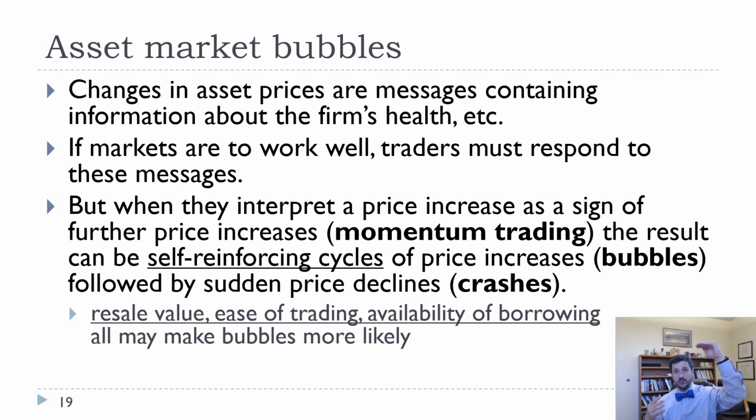And then, oh, we hit some peak, and then it starts to go down. And then again, if we have those self-reinforcing cycles, oop, the price went down, I better sell, until we get to the bottom again. And so whether or not there's a bubble is going to depend a lot on whether or not there's ease of trading. Is it easy to buy and sell these things? The availability of borrowing can make it much easier to buy, and so that's important. And then what the resale value is.